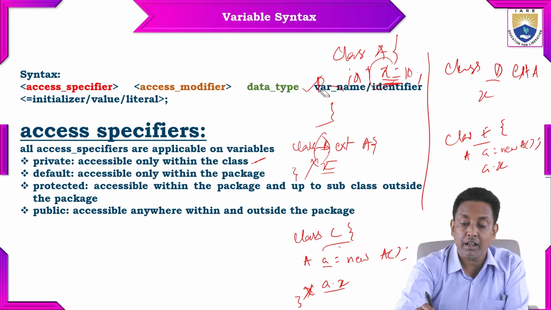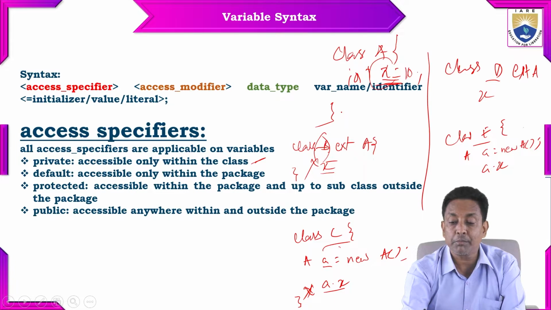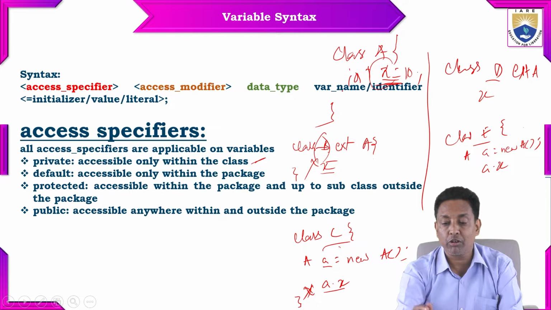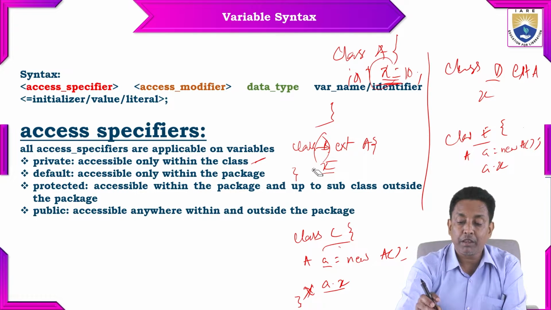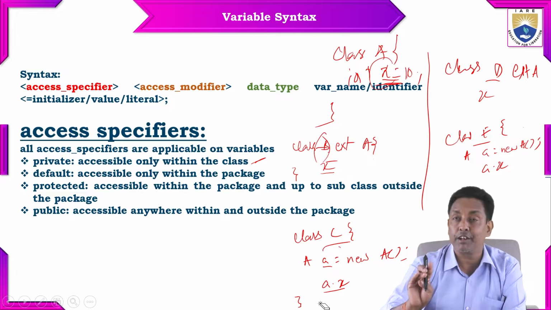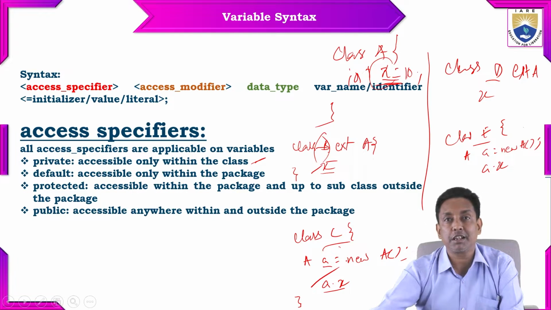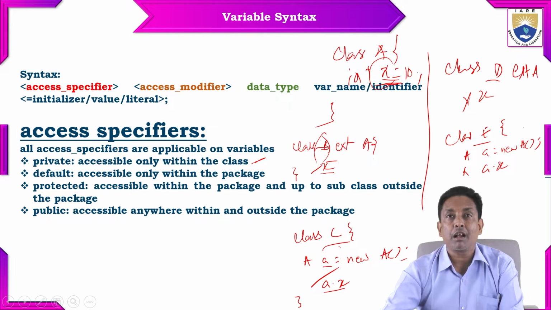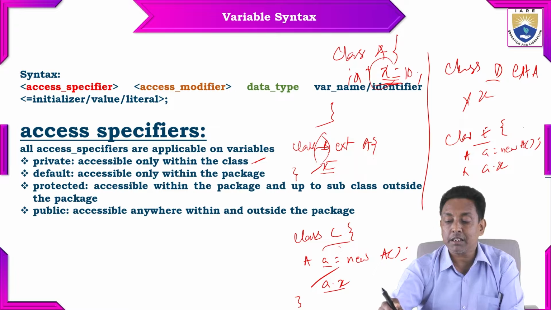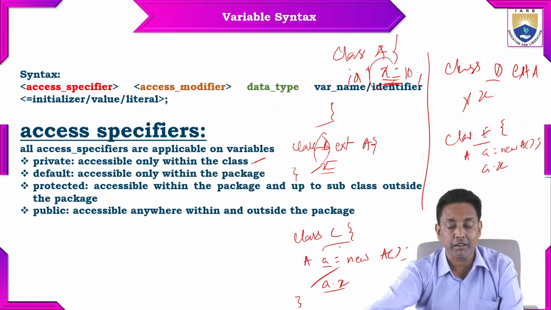Suppose you declare this variable as default. Default means don't write anything. Don't write private or protected or public or anything. Then the variable can be accessible anywhere within the package. Anywhere within the package means in both the subclass and the instantiating class within the package, but not outside the package. That means default members cannot be accessed outside the package. That one is very clear.